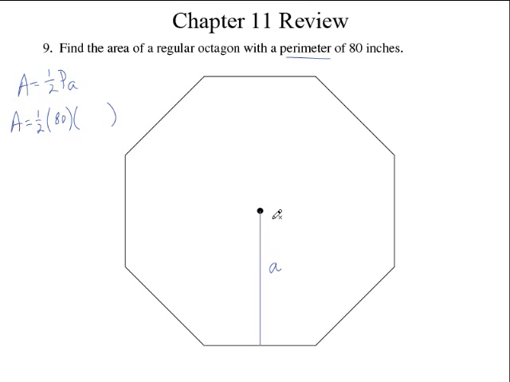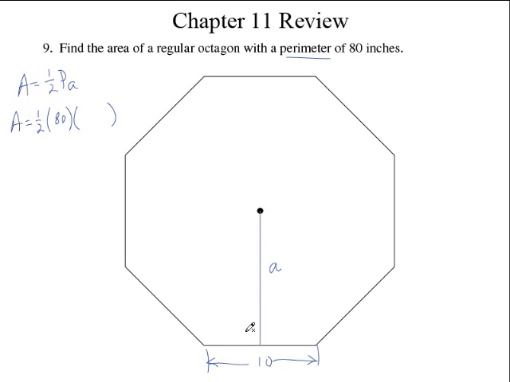So you think, okay, how in the world am I going to solve for that? I got nothing. I know the perimeter. Okay, so if I know the perimeter, what else do I know? I know there's 8 sides, and if they all add up to 80, I know each side, which is 10. So from here to here is 10.